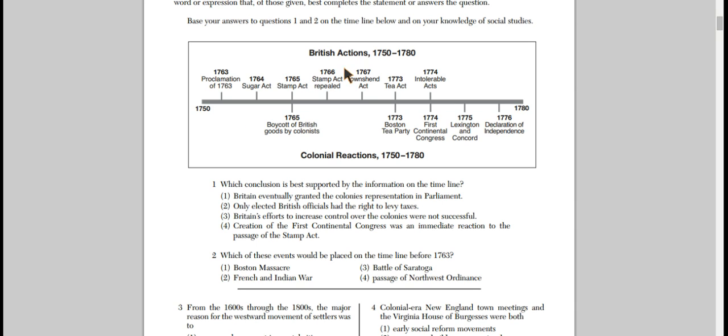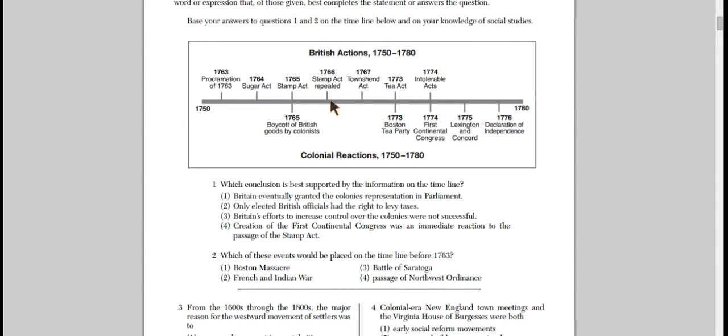So we have British actions on top, 1750 to 1780, and then what happens with the colonial reactions in the same time period. So we start with the Proclamation Line of 1763. Remember, they drew a line on the map and said we couldn't move west of that. We have the Sugar Act, which is a tax on sugar, the Stamp Act, which is a tax on some paper goods and other daily items. And obviously the colonists do not react well to that, and they start boycotting British goods.